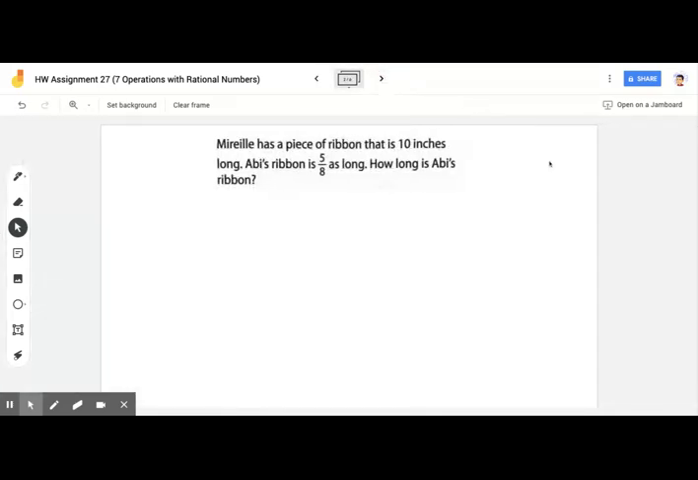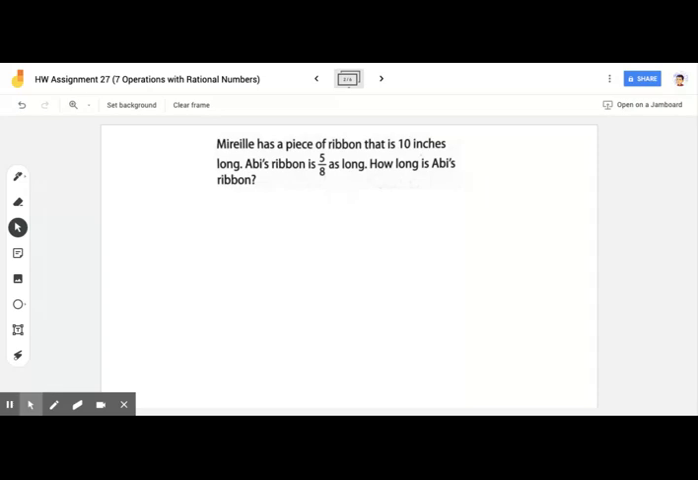So let's start right away with the problem. Muriel has a piece of ribbon that is 10 inches long. Abby's ribbon is 5/8 as long. So it's 5/8 as long. How long is Abby's ribbon? Okay, so at first glance, this can seem like a somewhat challenging problem. Here are some strategies that I like to use. So Muriel has a piece of ribbon that's 10 inches long. Abby's ribbon is 5/8 as long. How long is Abby's ribbon?